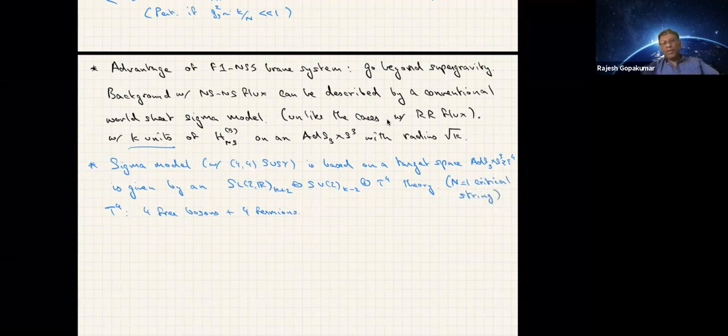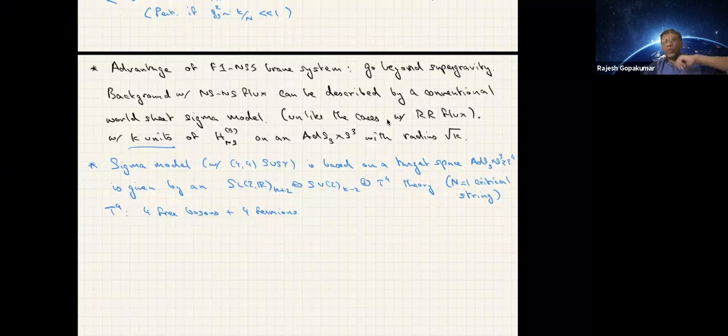It's like when you consider string theory on a Calabi-Yau, there is global 2,2 supersymmetry, but the part that is gauged is just the N equals 1 supersymmetry on the world sheet.